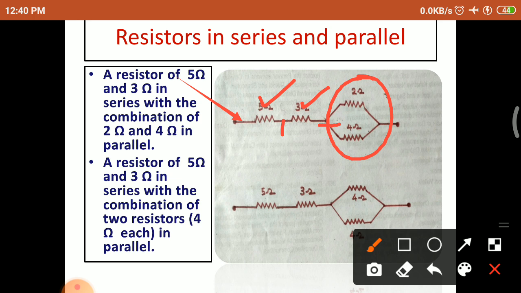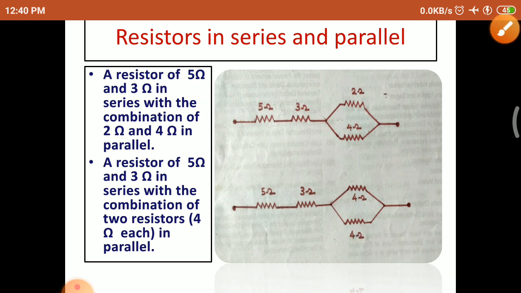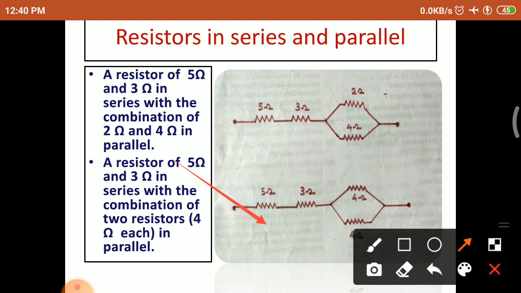The next one, a resistor of 5 ohm and 3 ohm in series with the combination of two resistors, 4 ohm each, in parallel. So see here, a resistor of 5 ohm and 3 ohm are in series. This series combination is connected with a combination of two resistors, each with 4 ohm. So these 4 ohm resistors are connected in parallel and this combination is connected with the 5 ohm and 3 ohm resistors in series.